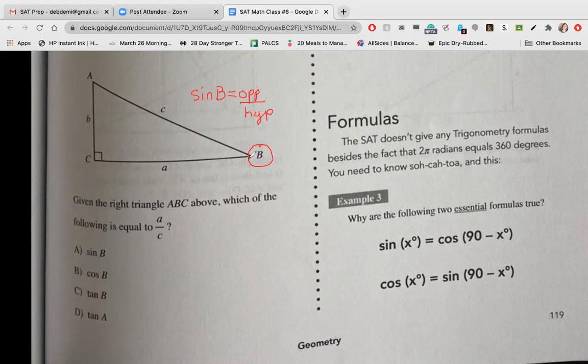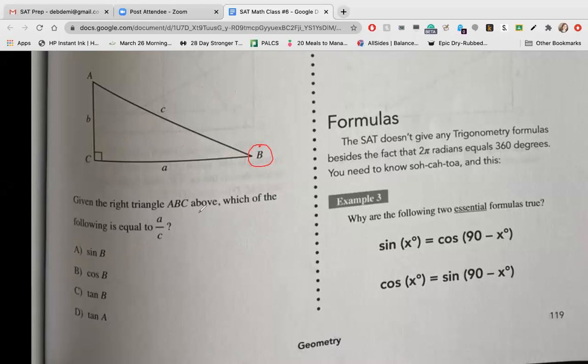All right, so we're going to go opposite. So opposite is going to go up here. That's the opposite, so it's going to be B. And the hypotenuse is what's opposite the right angle, which is C. And look, is that A over C? No, that's not A over C. You are out. That one is not the right answer. All right, so let's go to the next one.